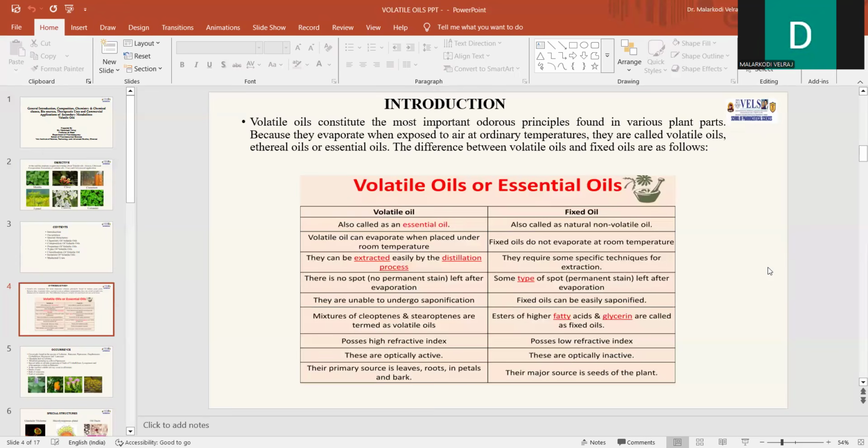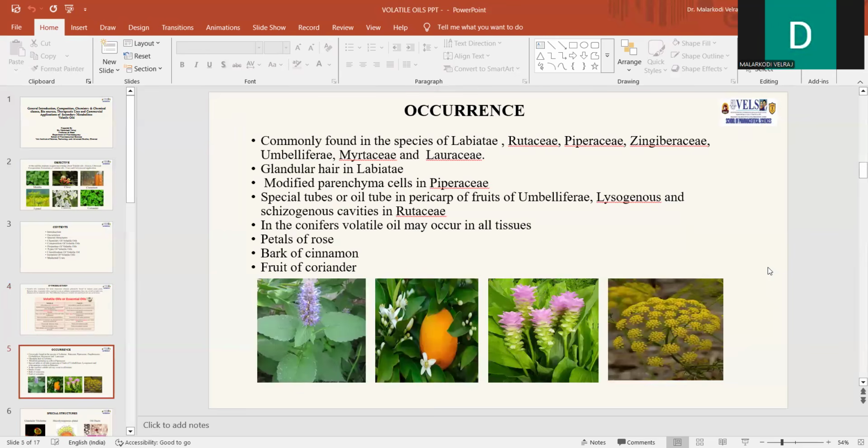The fixed oils are also called natural non-volatile oils. Fixed oils do not evaporate at room temperature, and they require some specific techniques for the process of extraction. A permanent spot is left after evaporation. Fixed oils can be easily saponified. Esters of higher fatty acids and glycerin are called fixed oils. They possess a very low refractive index. They are optically inactive, and the major source where the fixed oils occur is the seed of the plants.